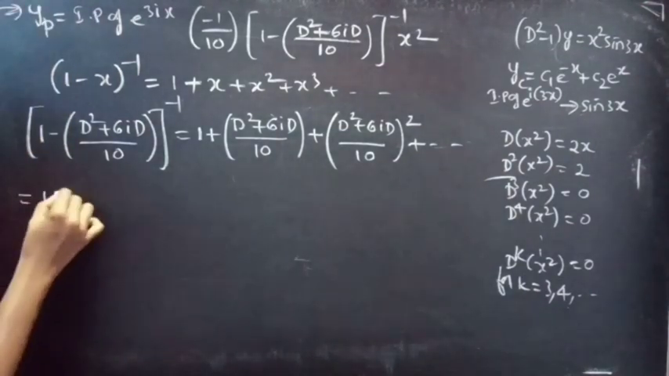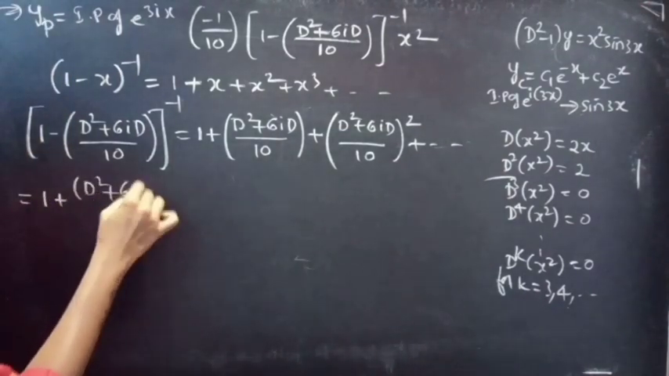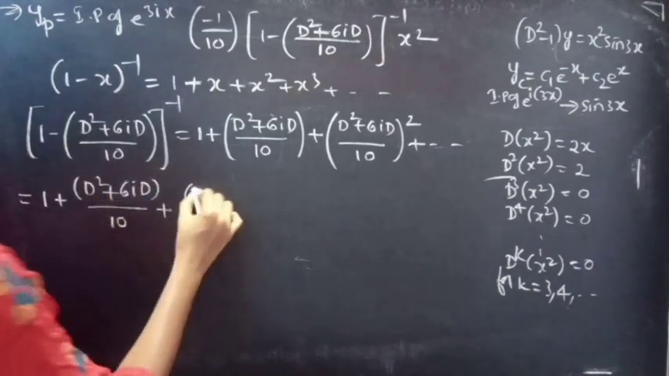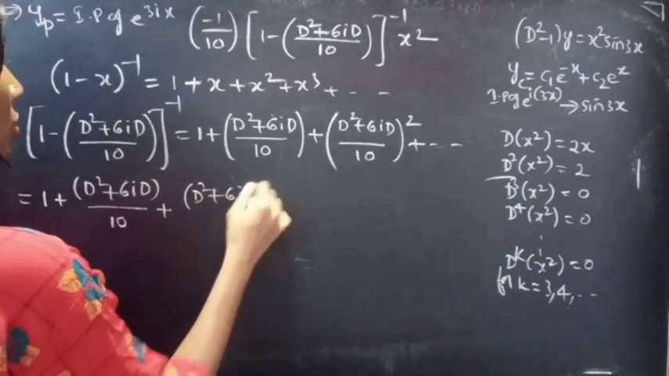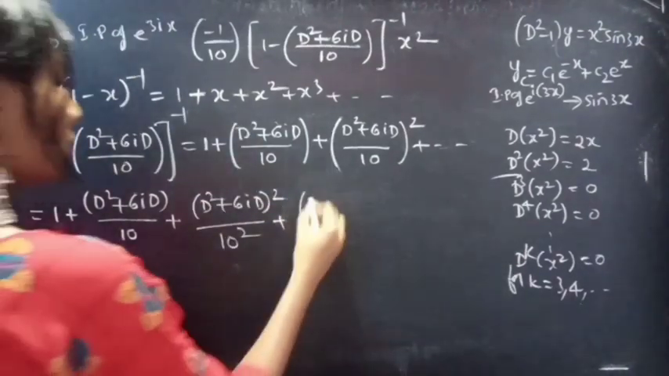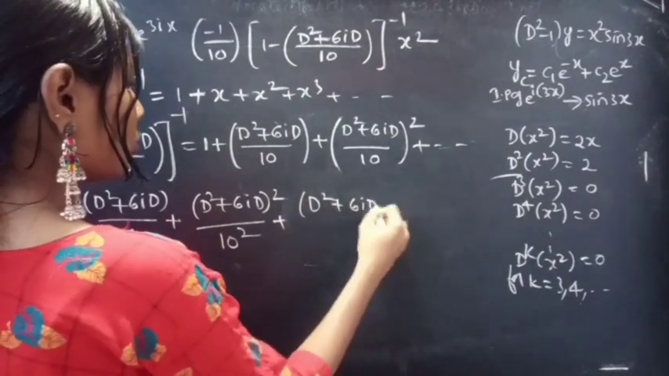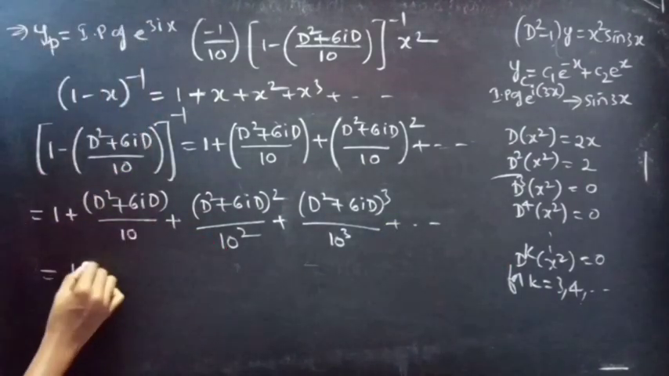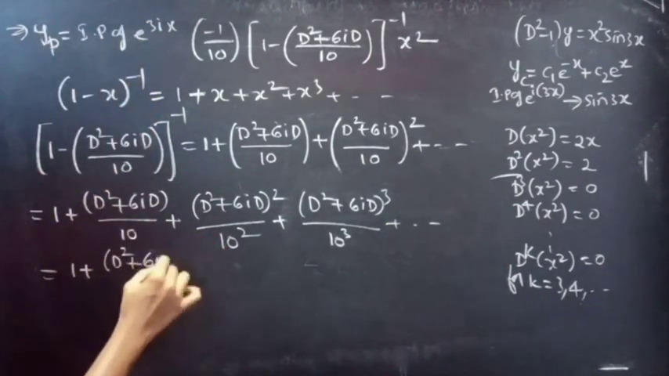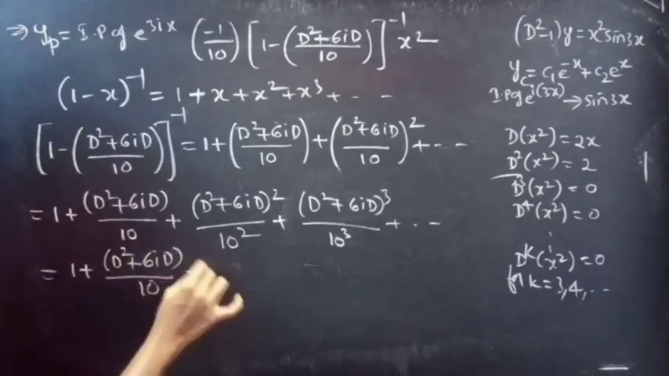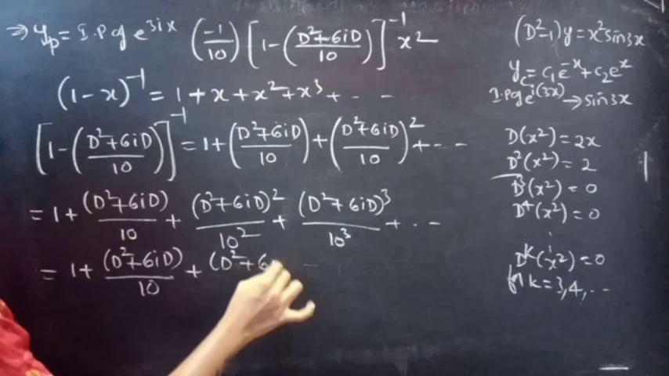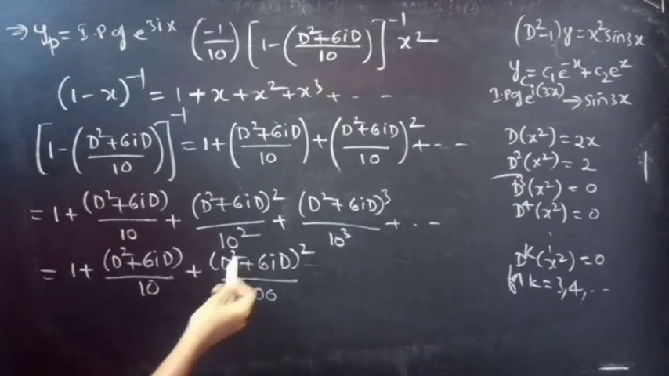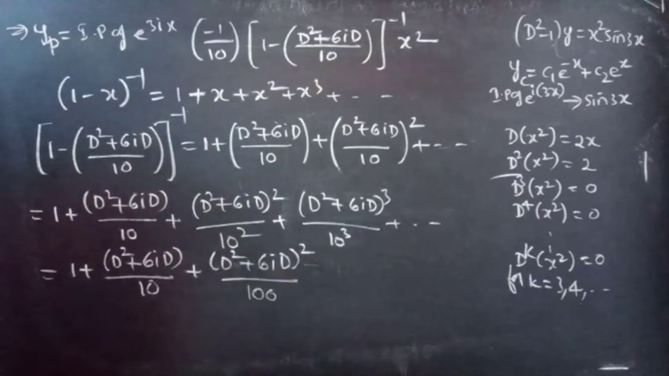Which is equal to 1 + (d² + 6id)/10 + (d² + 6id)²/10² + (d² + 6id)³/10³ + so on. This is equal to 1 + (d² + 6id)/10 + (d² + 6id)²/100. Expand (d² + 6id)².